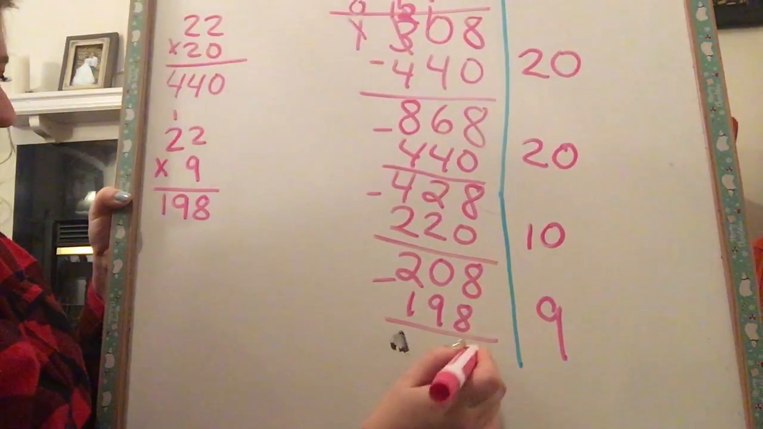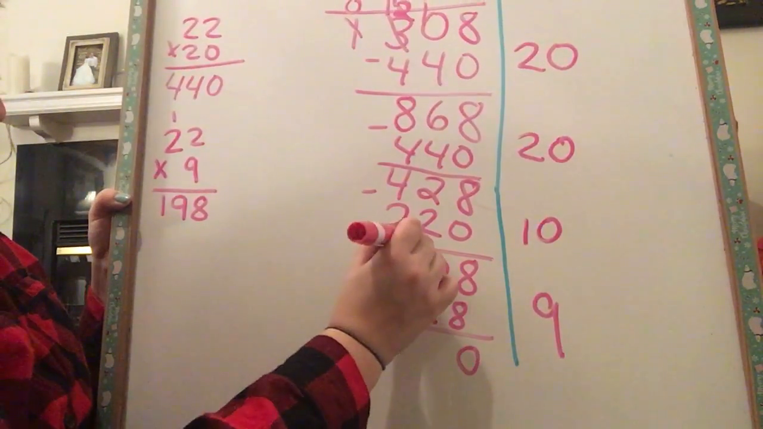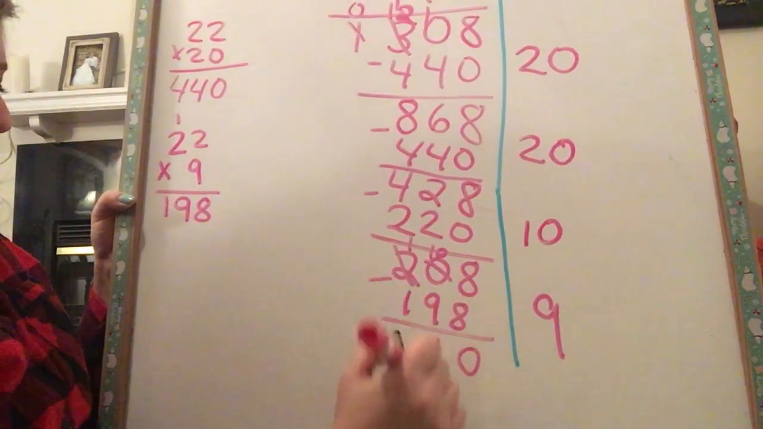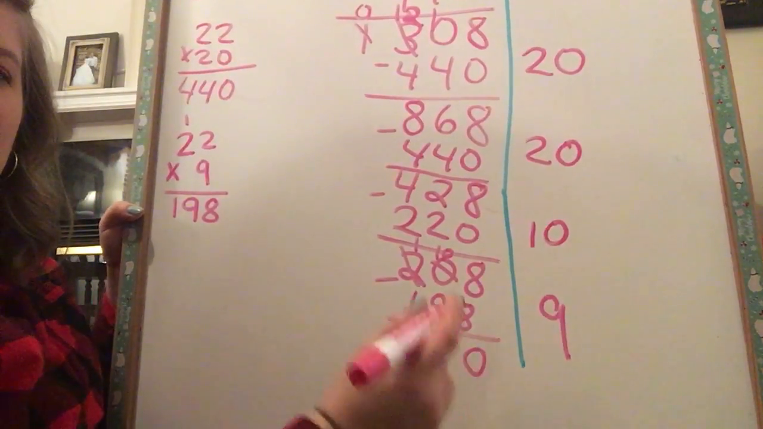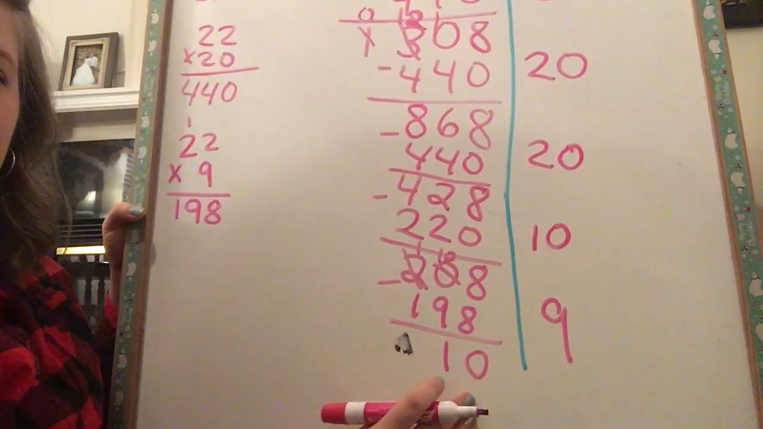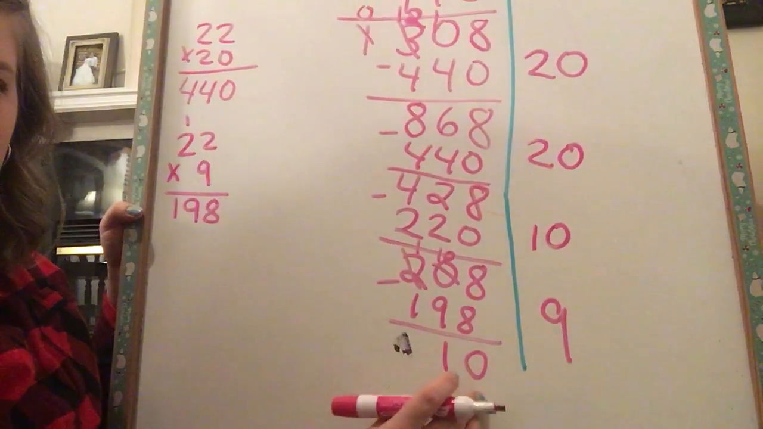8 take away 8 is 0. 0 take away 9, I need to regroup. 10 take away 9 is 1. 1 take away 1 is nothing. So I have 10 left. I cannot go any further because I cannot split 10 things evenly amongst 22 people. So this is going to be my remainder.